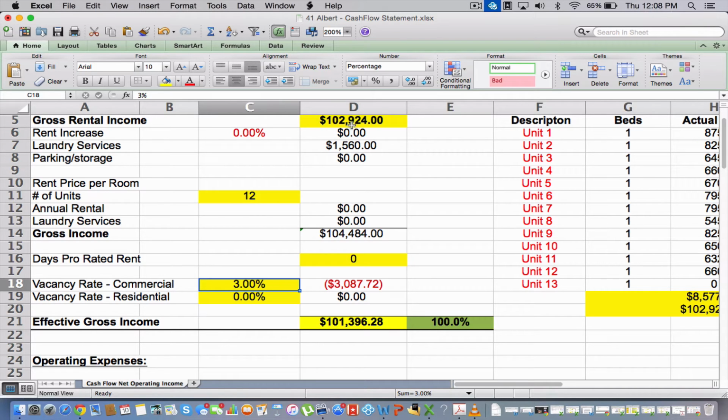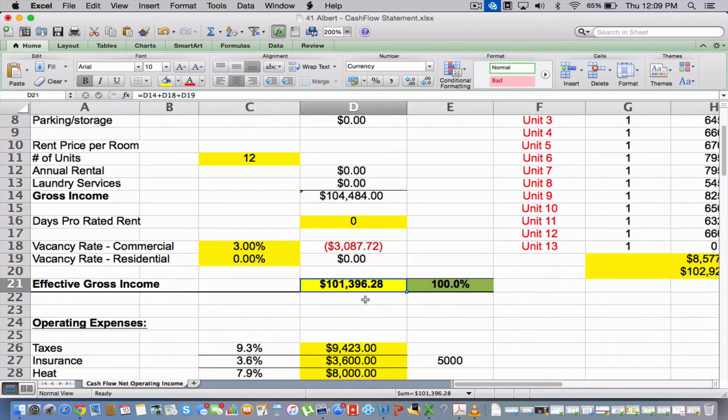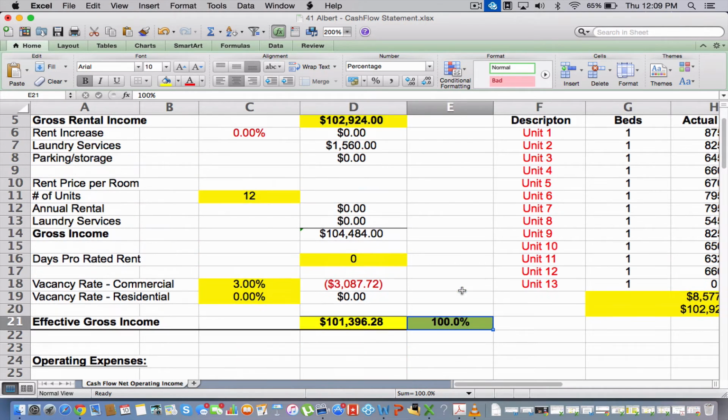So let's cover this again. Gross rental income plus some laundry income gives you a total gross income of 104,484. The spreadsheet then subtracts the vacancy and you get what's called the effective gross income. And that's where we get our 100% from. So everything below in the spreadsheet is calculated off this effective gross income number. The vacancy rate has already been subtracted. This is our 100%.